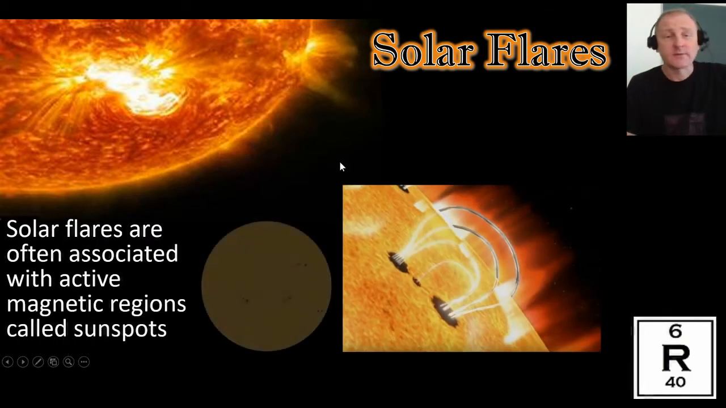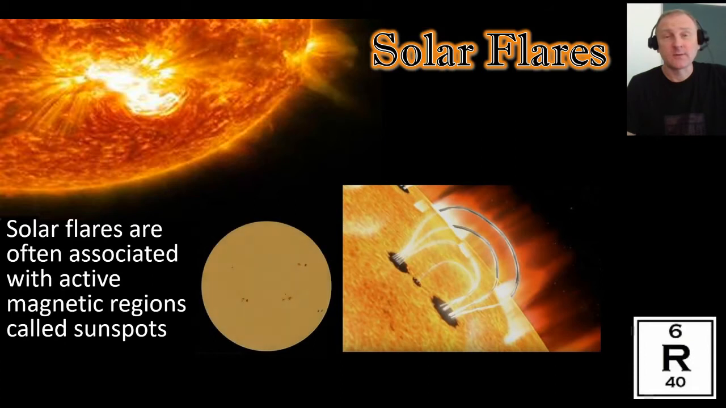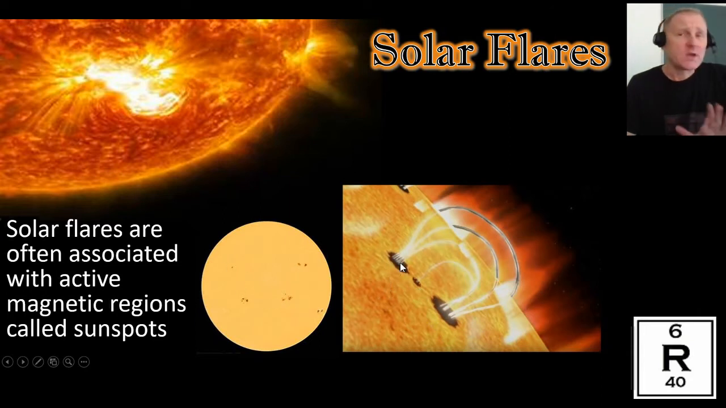Solar flares are often associated with active magnetic regions, which are called sunspots. These sunspots are cooler than the area around them, and they appear dark on the sun. They are enormous, though. These magnetic fields are huge. In fact, you can fit Earth in some of these larger sunspots.